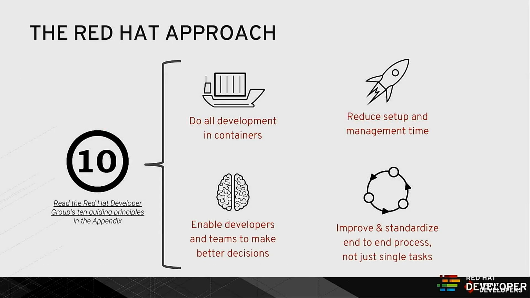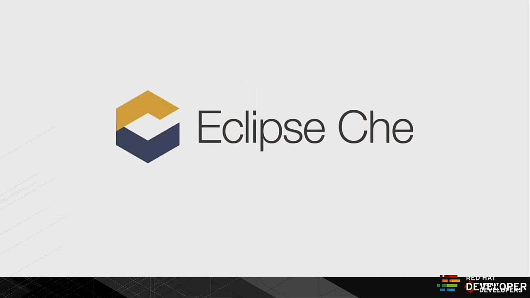And so we have the 10 principles, something that has been kind of a mantra for this development tools team. To summarize, development will be done in containers. Setup and management time should be reduced to the minimum possible. We want to allow developers to integrate more easily with a DevOps toolchain, with operations and deployment. And we want to improve and standardize that end-to-end process so that we have a tight inner loop and also good interconnection with the outer loop, bringing software from development to test to pre-prod to production. And that's where Eclipse Che comes in.